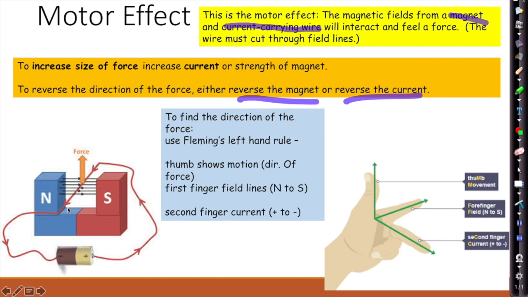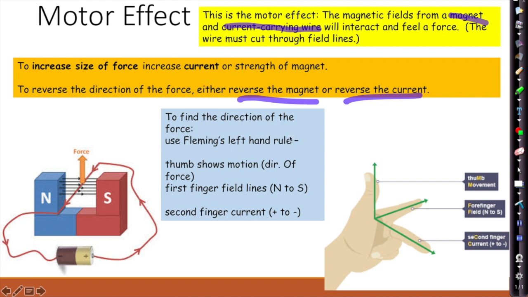Now, if we have a picture here showing this example, we've got to work out which way the wire might move. So this is a horseshoe magnet showing us north and south, and we've got a wire here which tells us the plus and the minus. Now, current always goes plus to minus. Field lines go north to south.